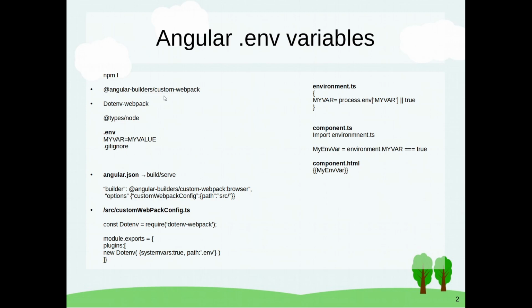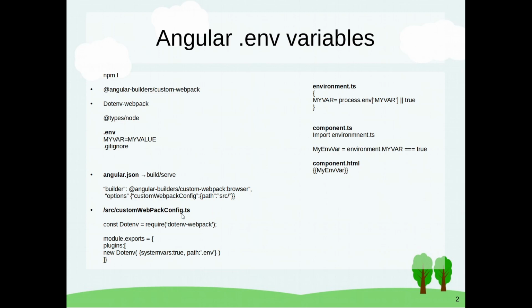Then, in order to use this custom Webpack, we'll need to change in Angular JSON under the build or serve options, the builder. So we will use this Angular builder's custom Webpack. This will be under the builder, and then below the options, we will use a custom Webpack config file, and we'll specify its path. Here in this setup, it's under the source directory.